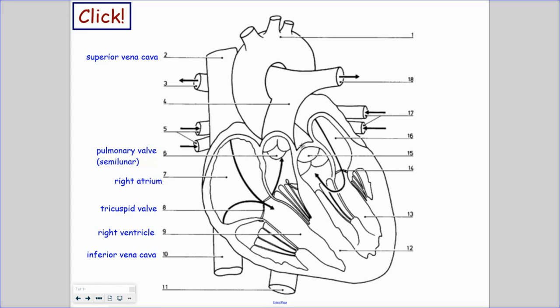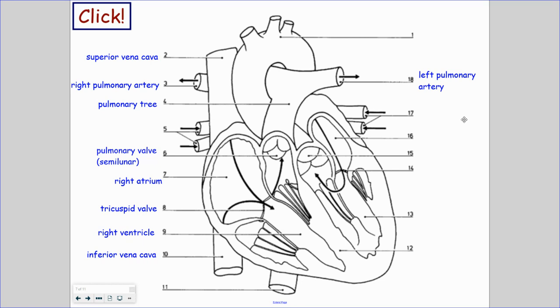Now, this valve and this valve are actually both named semilunar valves. So in order to distinguish them, we call this one the pulmonary. Why do we call it the pulmonary? Because this piece right here is known as the pulmonary tree. Pulmonary meaning lungs, it means that we are going to pump this blood out of our right pulmonary artery and our left pulmonary artery, and that is going to send it to your lungs.